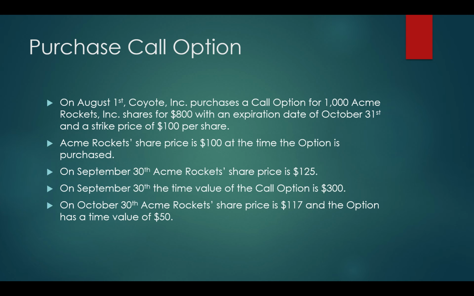On September 30th, at the end of Coyote Inc.'s quarter, Acme Rocket's share price is $125 and the time value of the call option is $300. On October 30th, Coyote sells the call option to close its position. Acme Rocket's share price is $117 and the call option has a time value of $50.